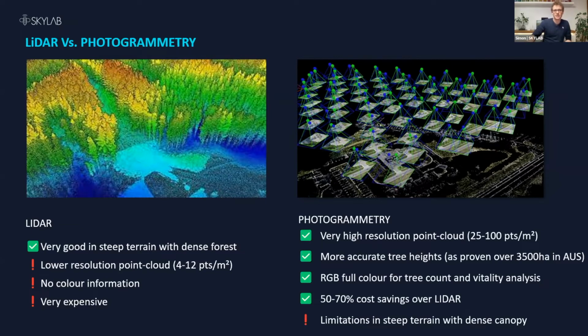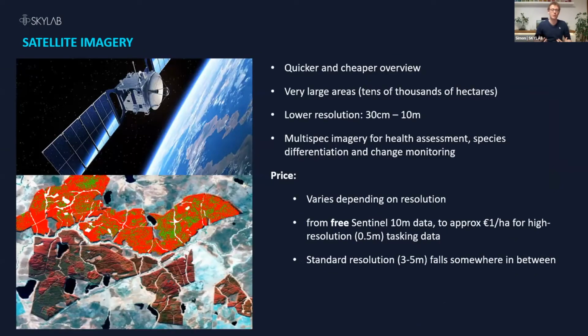I want to talk about satellite imagery, because if you want to map really large areas, satellites are efficient. You can map hundreds of hectares, with resolution up to 30 centimeters. But of course, you have to pay for this 30 centimeter resolution, but you can also get 10 meter resolution for free, for example from Sentinel. So the cost varies quite a lot.